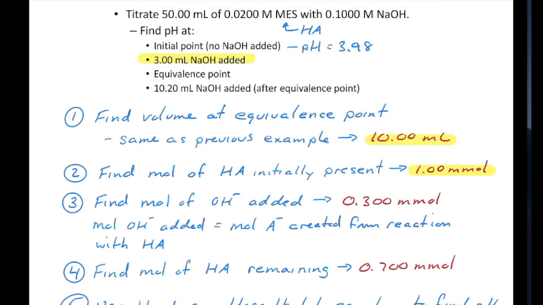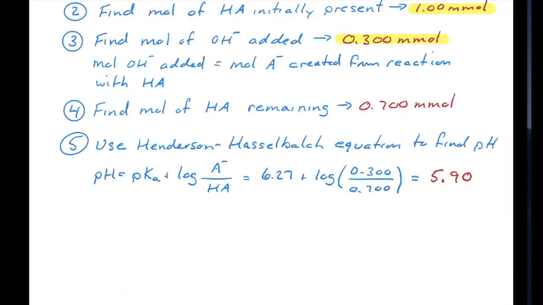and find the moles of OH- added after adding 3 milliliters of sodium hydroxide with a concentration of 0.1 molar. That ends up being 0.3 millimoles of OH- added. So now realize that the moles of OH- that have been added are reacting with the HA and converting the HA into the conjugate base A-. So we have 0.3 millimoles of A- that have been formed, and we need to find the moles of HA that are remaining. So that's simple again. We take the initial moles that we started with, we subtract the moles that have been converted to A-. We end up with 0.7 millimoles.